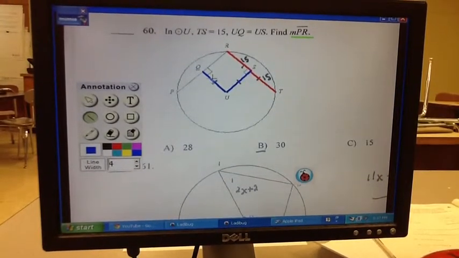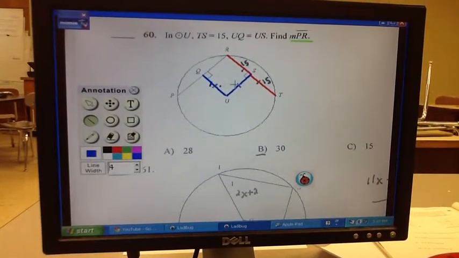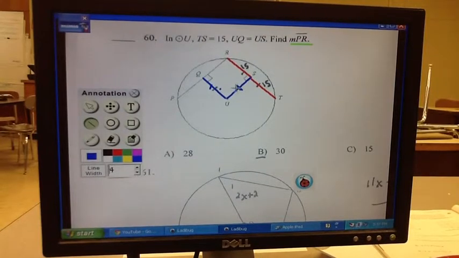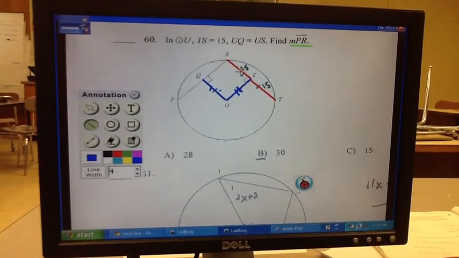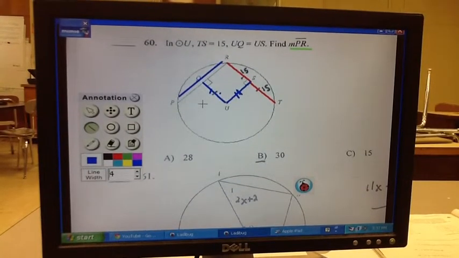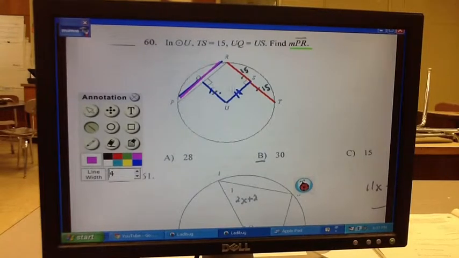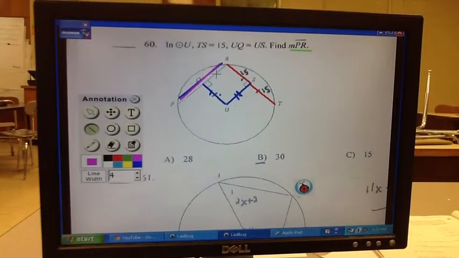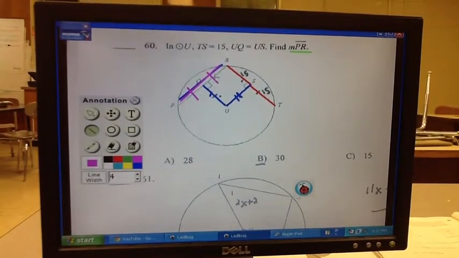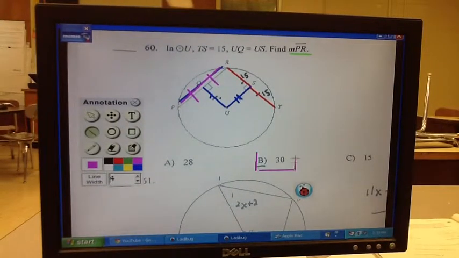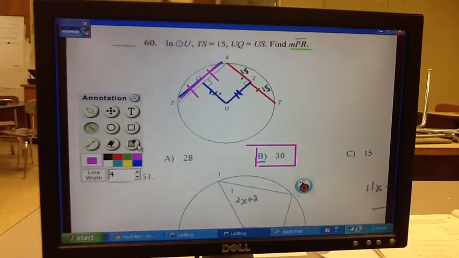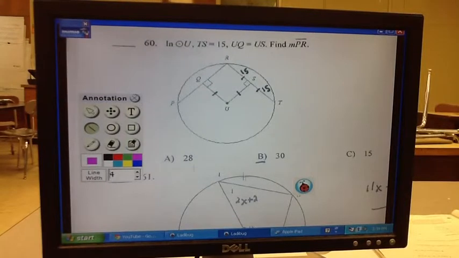I put up one mark. You might want to mark it 2. We don't actually know U to S yet, so we can't say they're 15. Find P to R. We'll do that. Good old pink again. P to R here. Obviously, these two are 15, and these two here and here are 15. 15 plus 15 ends up giving us 30. Alright.